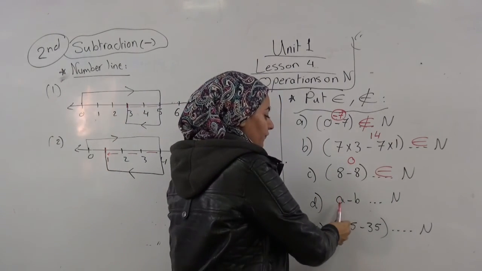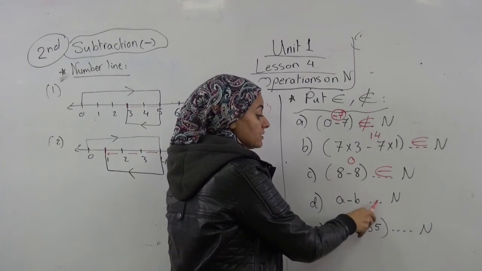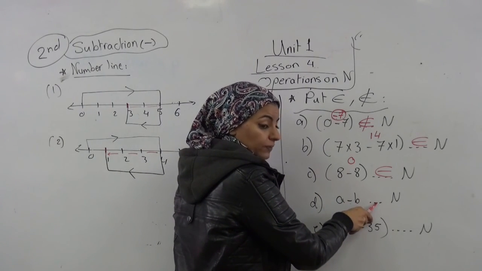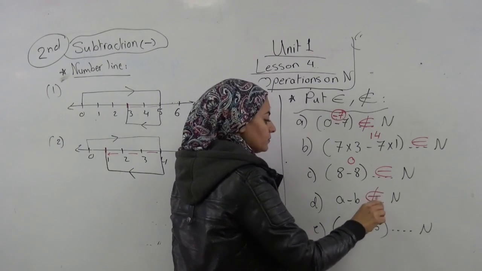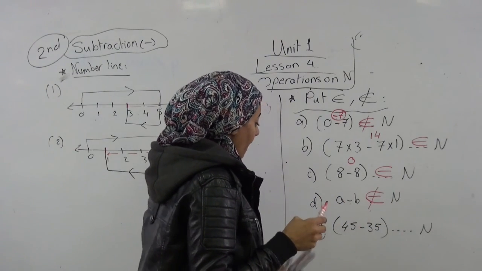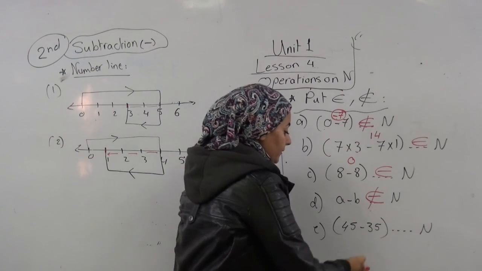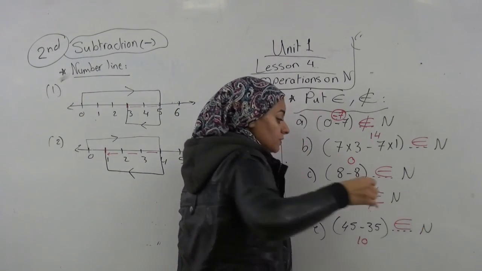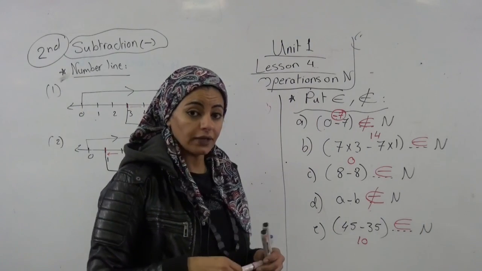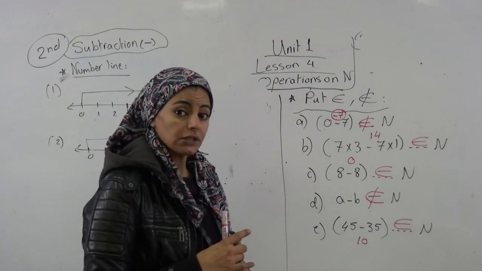Number D, if you have A and B natural numbers and you are subtracting them, will the answer belong to N? No, not always. It is not always possible, so it doesn't belong. Number E, 45 minus 35, it will be 10. So 10 belongs to natural numbers. So what we know now is that if you are subtracting and the answer is negative, this doesn't belong to N.